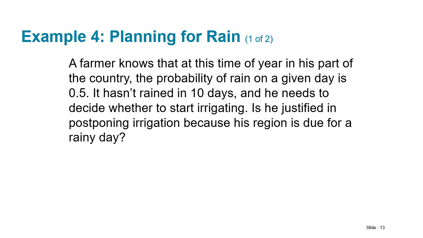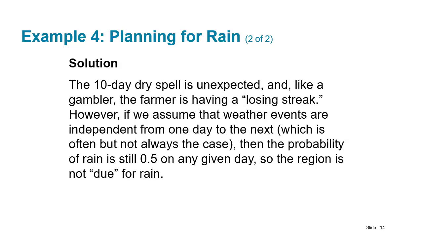Okay, a farmer knows that at this time of year in his part of the country, the probability of rain on a given day is 50-50, 0.5. It hasn't rained in 10 days, and he needs to decide whether to start irrigating. Is he justified in postponing irrigation because his region is due for a rainy day? No. Just because there's been 10 days of dry doesn't mean it has to rain tomorrow. It's still a 50-50 chance of raining tomorrow. It's unexpected to see those 10 days of dry spell and think of that as a losing streak, but the next day still only has a 50-50 chance of raining.